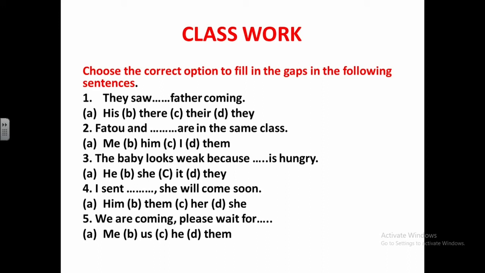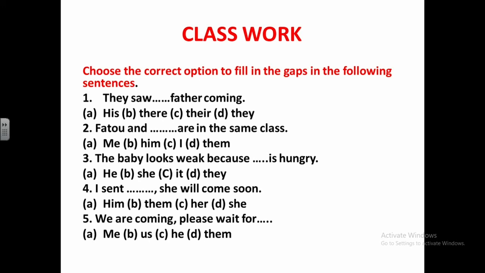Good. 3. The baby looks weak because Das is hungry. Who tried that? Yes, Aisatu? It. Very good. The baby looks weak because it is hungry. Sentence 4. I sent Das, she will come soon. Who can give us that pronoun? The pronoun that replaces that fills the gap. Yes, Babukar? I sent her, she will come soon. Very good. Brilliant, Babukar.